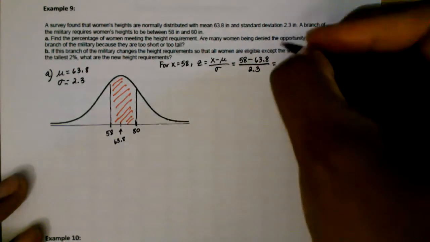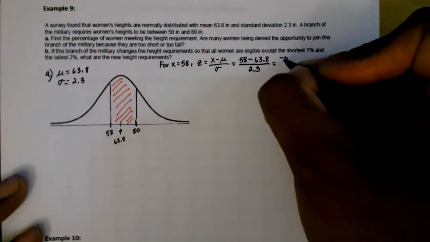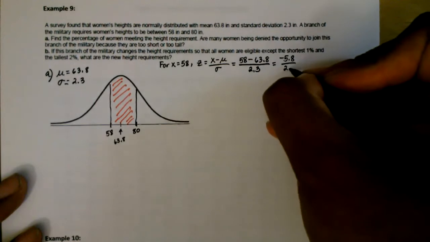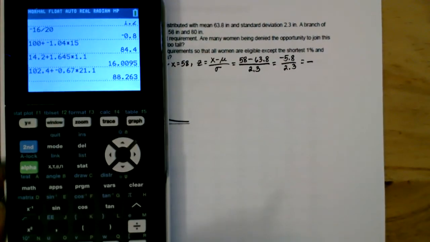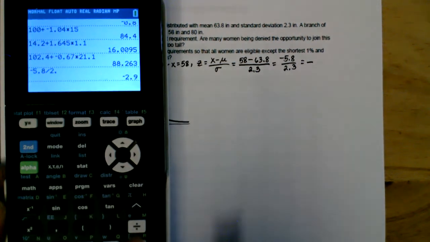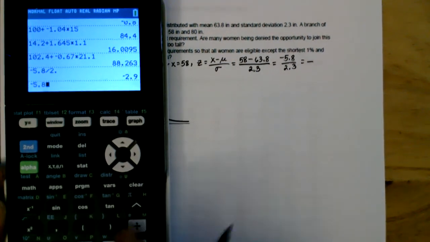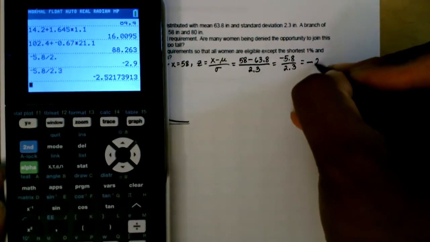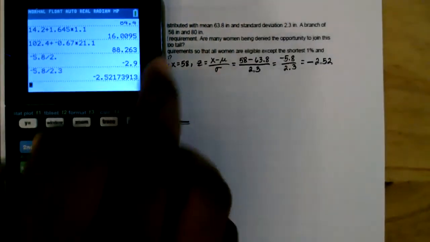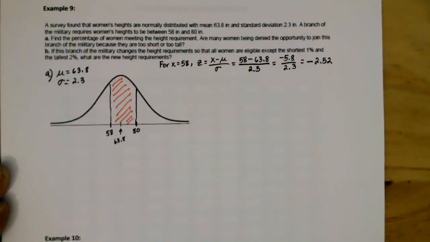So 58 minus 63.8 would be negative 5.8, and then negative 5.8 divided by 2.3. I know that's going to be negative, and we always round our Z values to two decimal places. So to two decimal places, this will be negative 2.52.